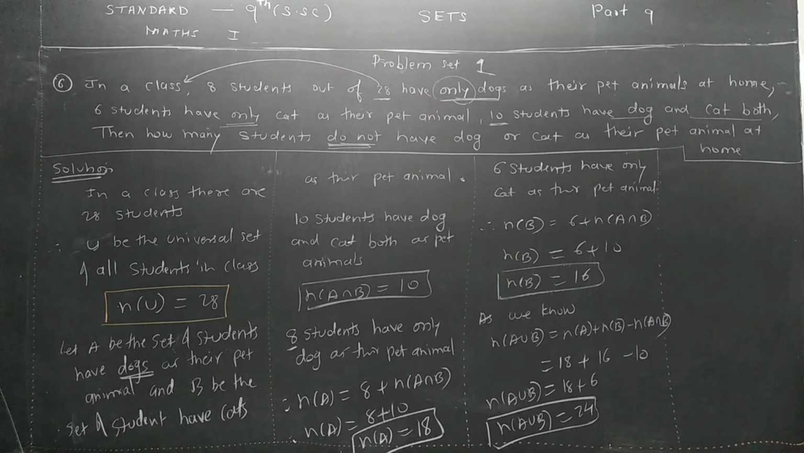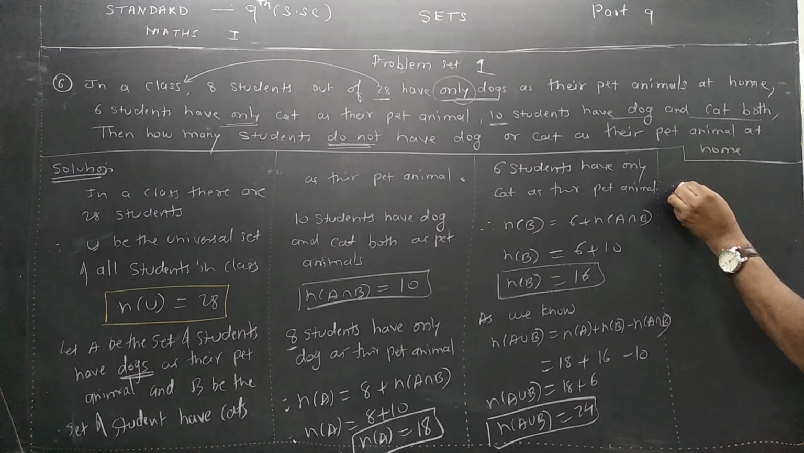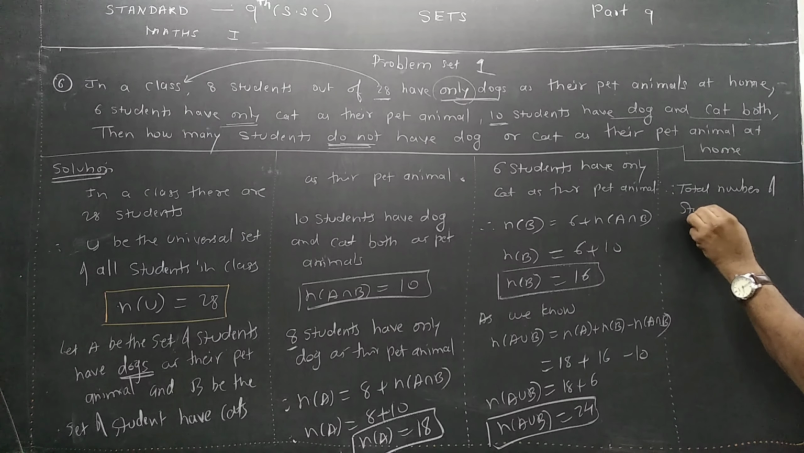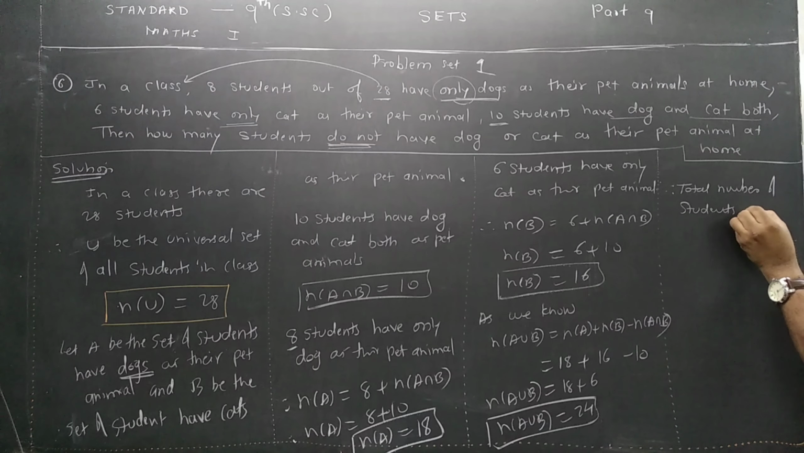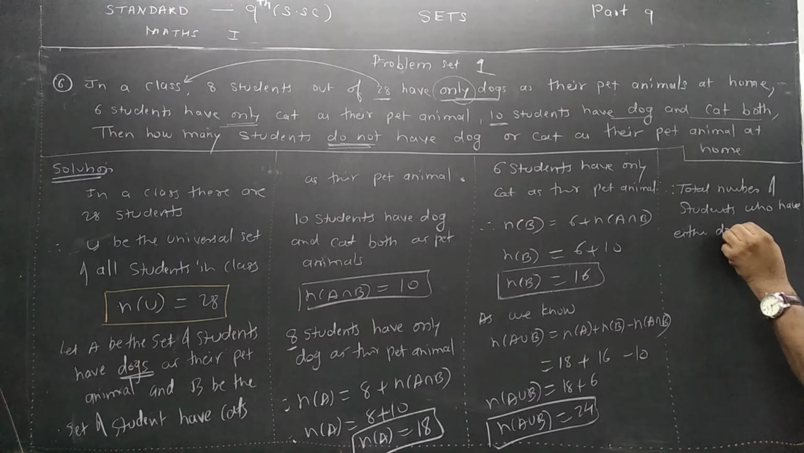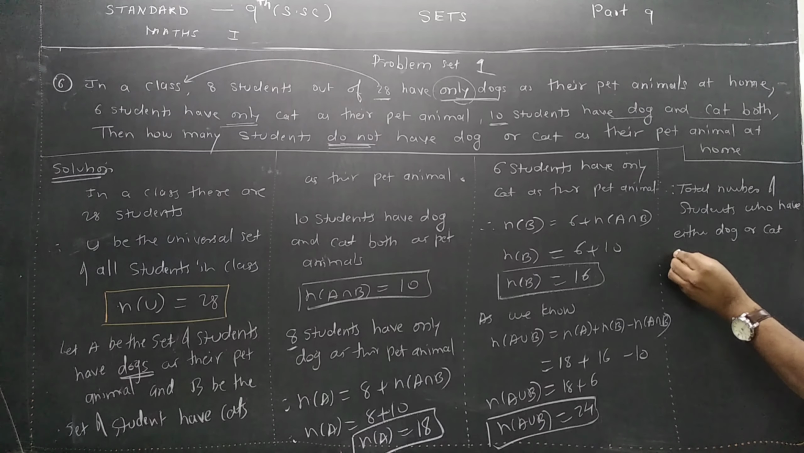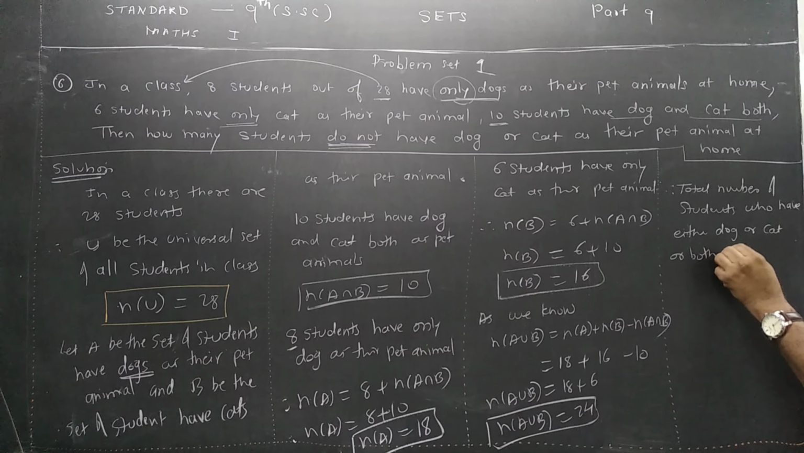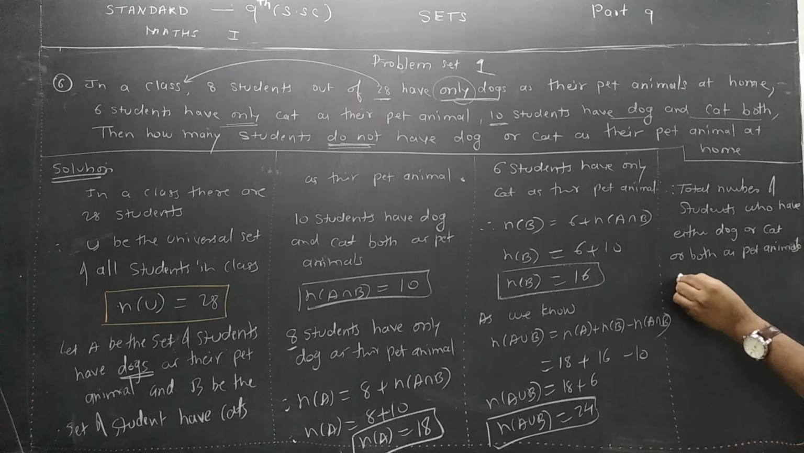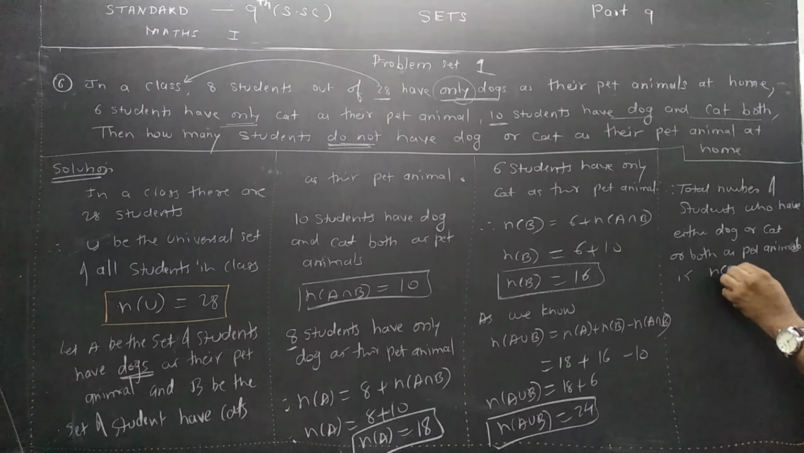Is it right? So am I right? No? So this is the answer, this one. Therefore, the total number of students who have either dog or cat or both as pet animals is the number of elements in A union B, which is equal to 24.